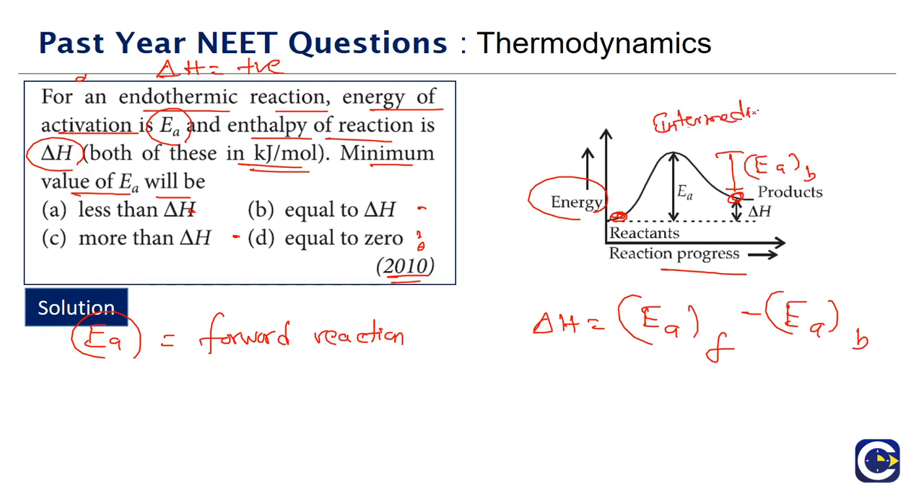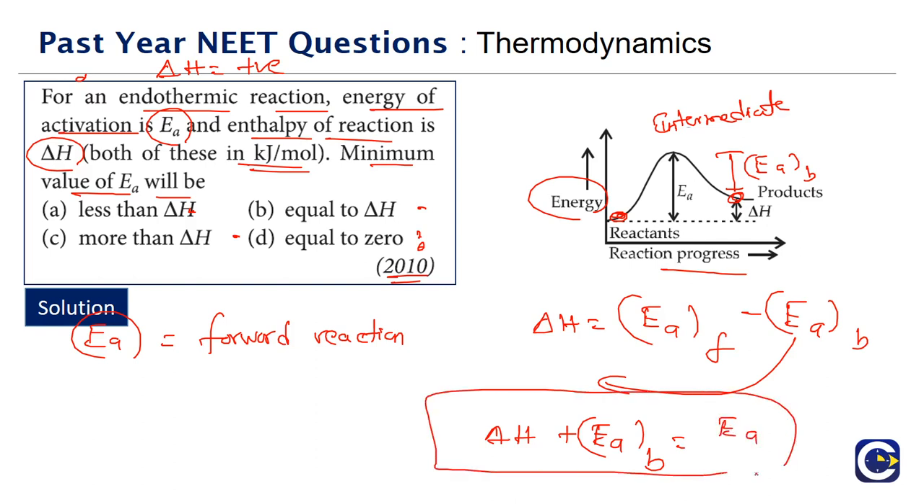This is the reaction intermediate. Now from here, this EA is what we are calling the forward reaction. So from here, if you bring it to the LHS, it means delta H plus the activation energy of the backward reaction is equal to what?